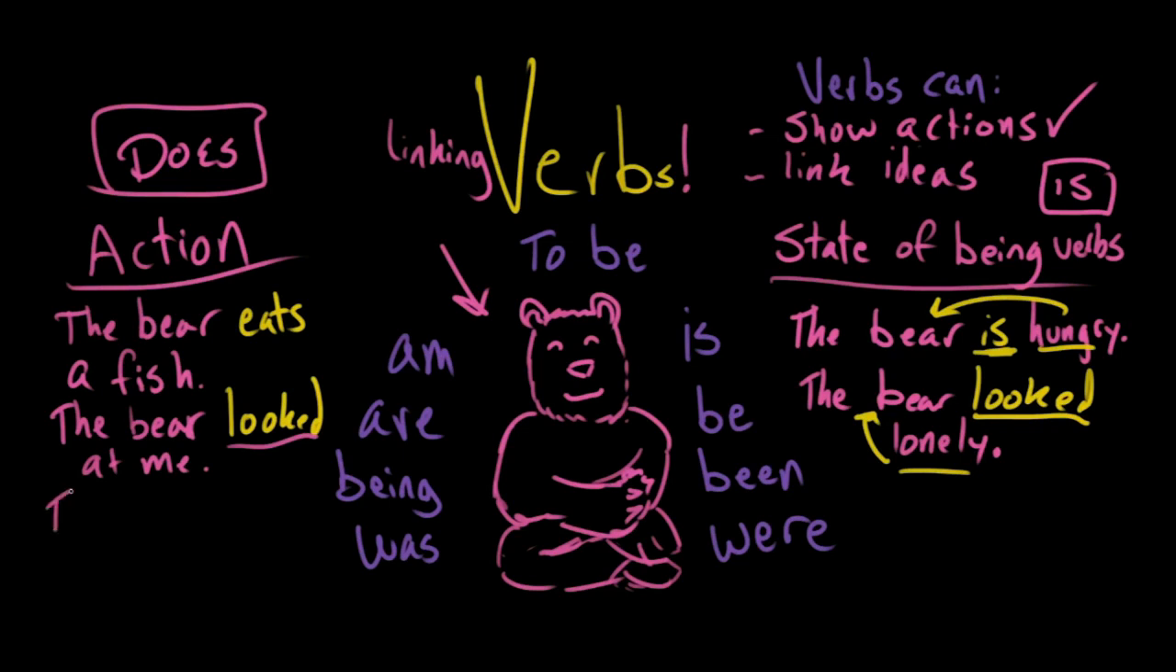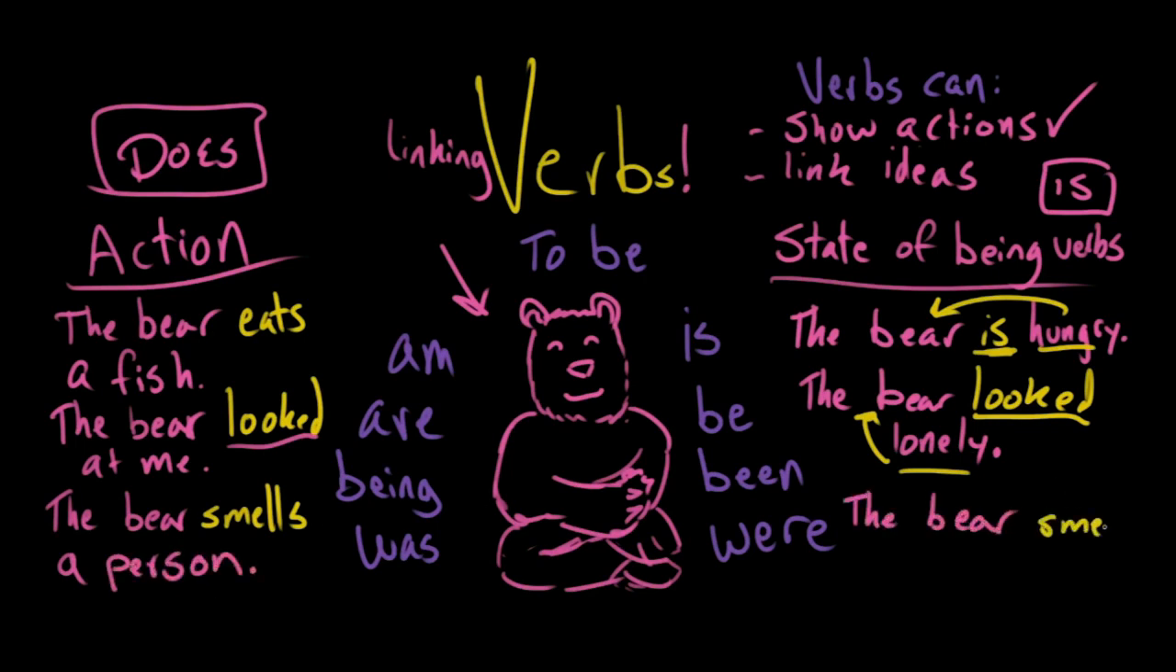By the same token, we could say for an action, the bear smells a person. What is it smelling? A person. But we could also say the bear smells like cinnamon, which I grant you is pretty unlikely. Don't go smelling bears. But what smells is doing here is connecting the idea of cinnamon to the bear. The bear isn't smelling cinnamon, the bear smells like cinnamon. And that's the difference between a linking verb and an action verb.